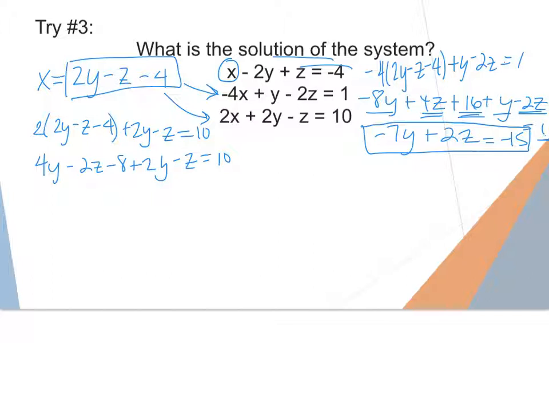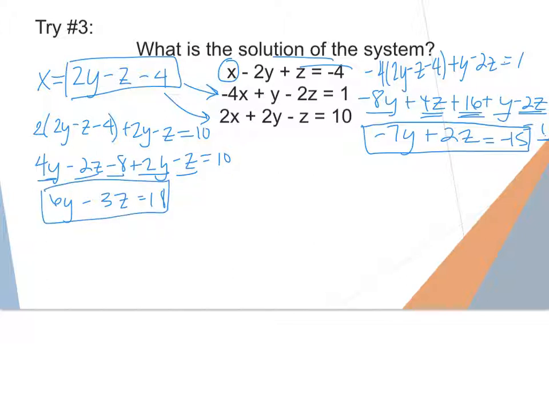Again, I need to get my y's together. So I have 4y and 2y, so that would be 6y. I need to get my z's together, so that's negative 2z and negative z, so that makes negative 3z. And I need to go ahead and move my negative 8 to the other side. So that means I need to add 8 on both sides. So 10 plus 8 is 18.